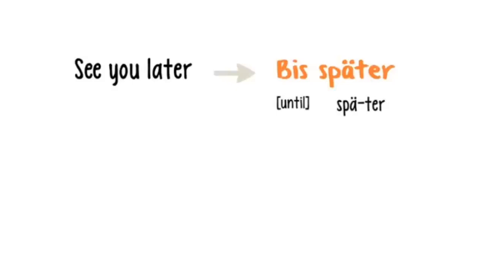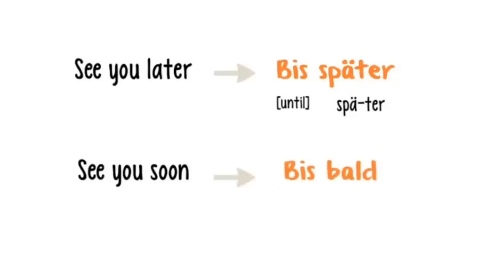If you want to say see you later, in German we would say Bis später. Bis actually means until and später means later. See you soon, in German we would say bis bald. Also here, bis means until and bald means soon. See you tomorrow. Bis morgen. Again, bis means until.